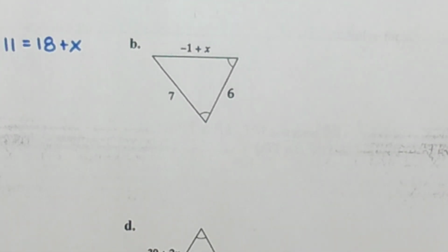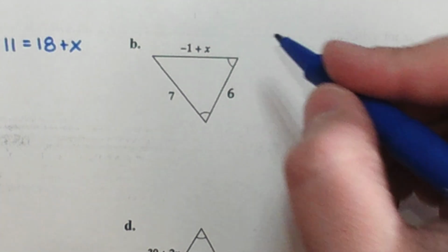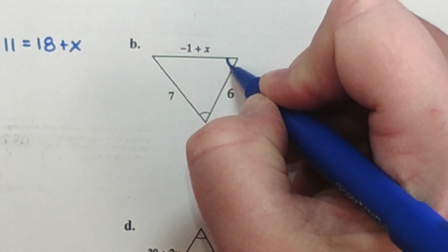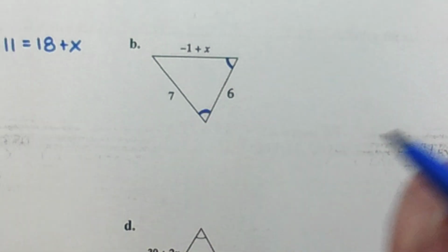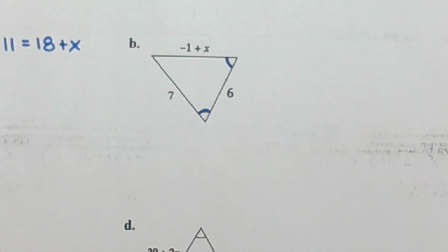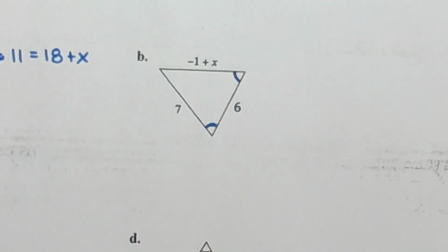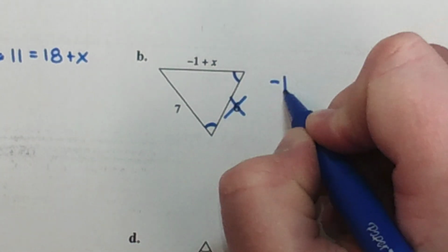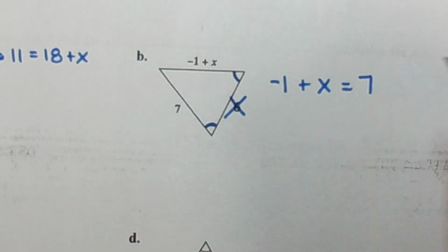Okay, question B. How many congruent marks? Two, which means how many congruent sides? Two. The key thing is knowing which ones. It's always the ones across from the angles, which might help you out by saying which ones it's not. If it's the ones across that are congruent, then the one between is not. Which side is between those two congruent angles? The 6 is there to throw you off. -1 plus x equals 7. And then you solve.